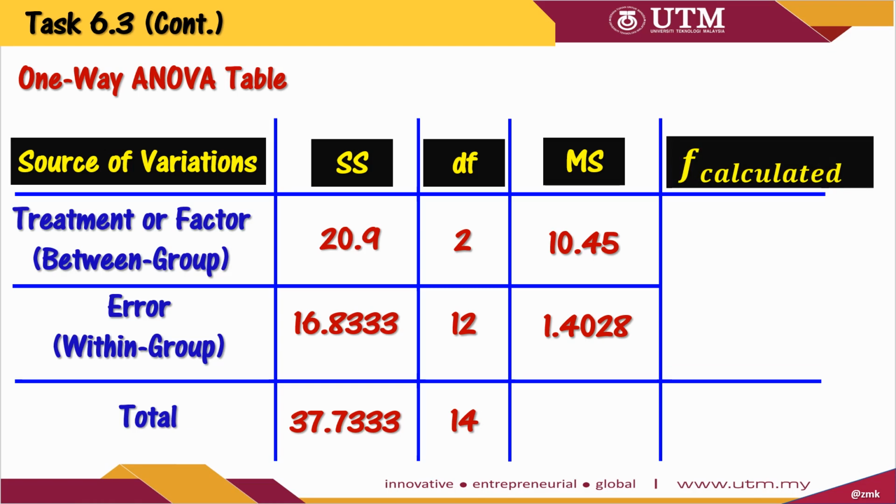Finally, in the last column, you can calculate the value of F ratio by dividing the treatment mean square MSTRT by the mean square error MSE. Therefore, the calculated F ratio is 7.4495. Please note that the MSE value can be used to estimate the unknown constant error variance.